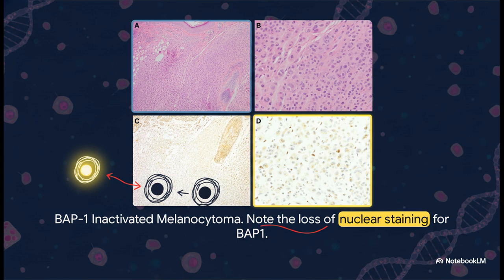Okay, let's look at a major subtype here. In panels A and B, you can see the tumor is made up of these large, pink, what we call epithelioid cells. But the real key, the giveaway, is in panel D. This uses a special stain for a protein called BAP1, which is a tumor suppressor. And notice how the tumor cells have lost that nuclear staining. This specific molecular signature is what helps us define this type of melanocytoma.